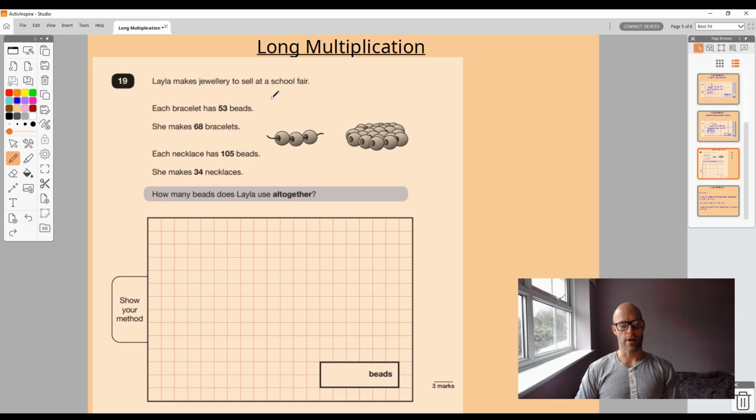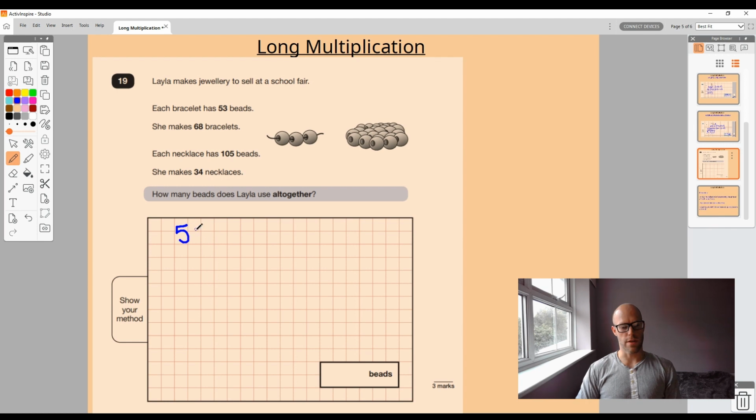Okay, let's tackle a tricky one. Here's from a reasoning paper. Layla makes jewellery to sell at a school fair. Each bracelet has 53 beads. She makes 68 of them. Each necklace has 105 beads. She makes 34 of them. How many beads does Layla use altogether?